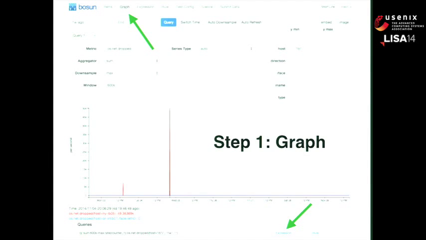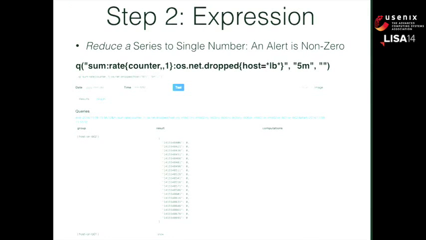And here's kind of what it looks like. We have a graphing interface. You graph something, and once you graph a time series, you get the query expression down at the bottom. You can click a link, and that populates the expression page. Each query is going to return, depending on how you write it, multiple objects and a time series for each object. You can't alert on that because an alert needs to be true or false, right? Eventually you need to get it down to a single number, a scalar.